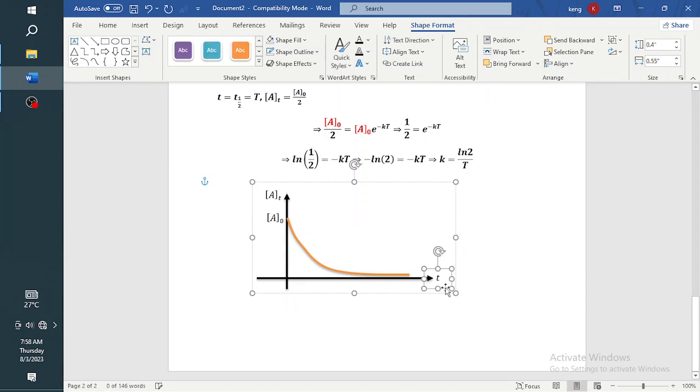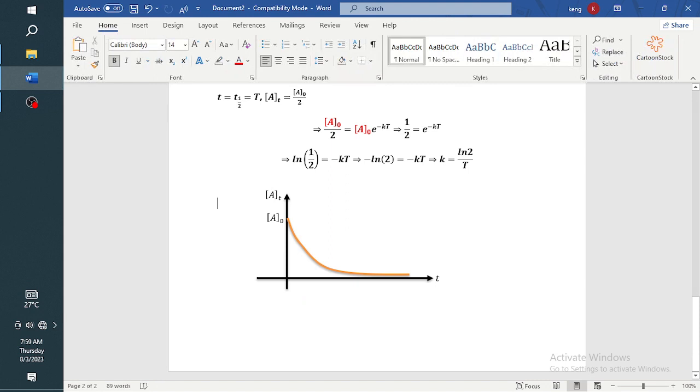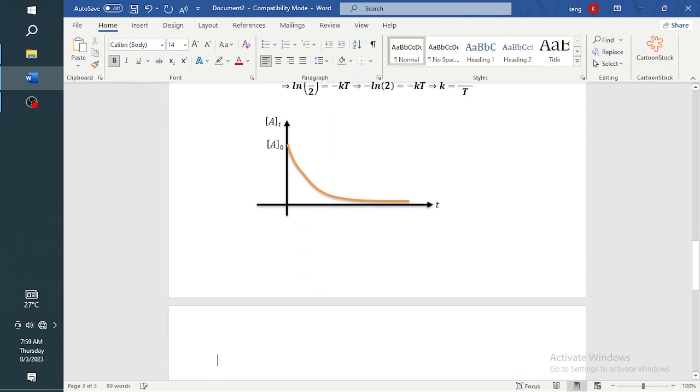Okay, finally we are going to end with second order reactions, and then we are going to solve that particular question, because that particular question was talking about second order reactions. So we are going to analyze it perfectly well. All right, so let's now go to the last, which is second order reaction.